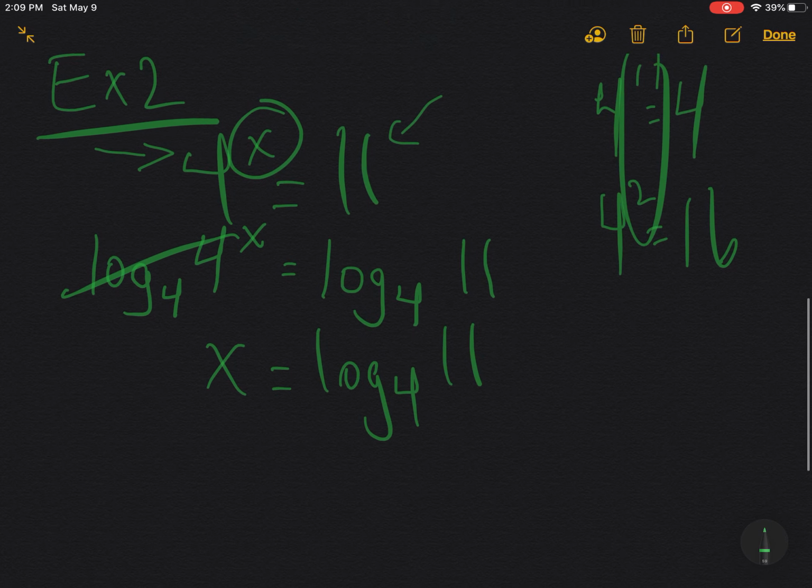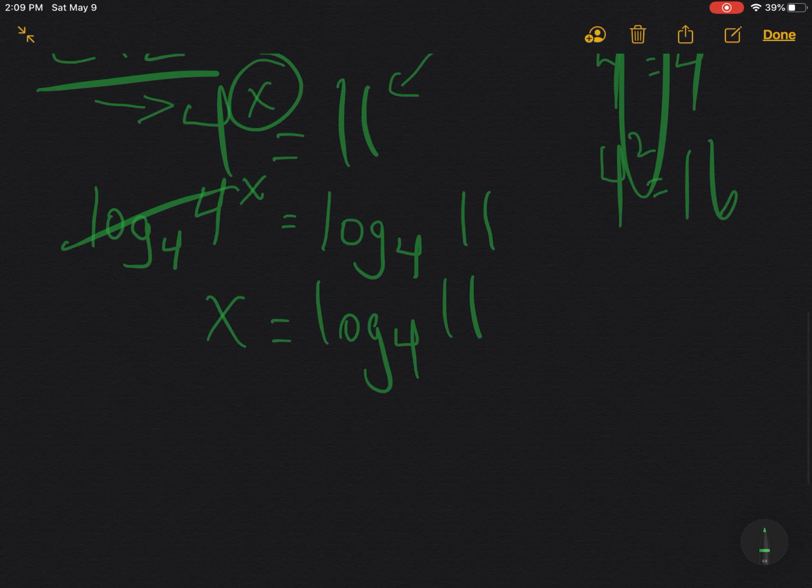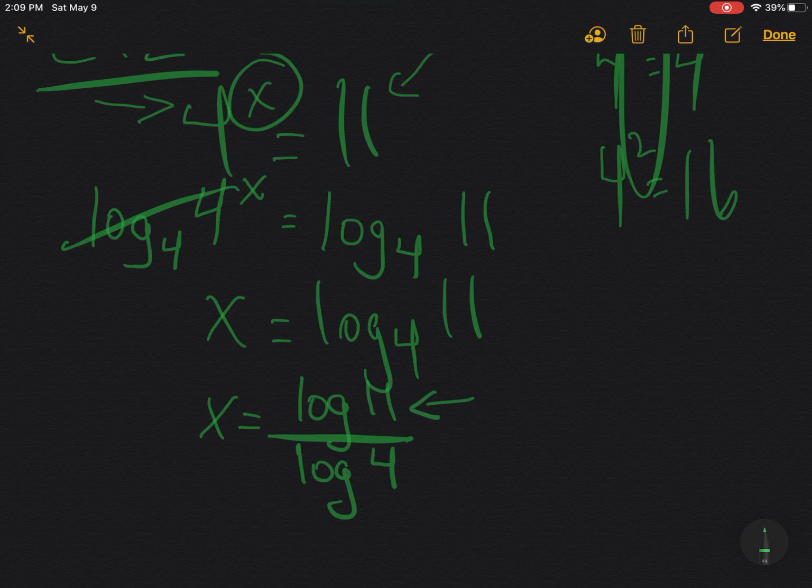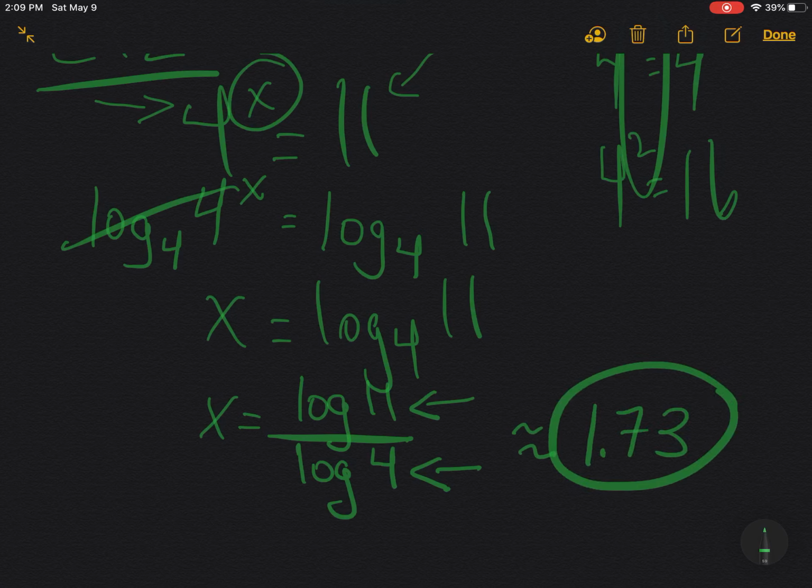And again, from applying what we know from before, how would you solve that? You would use your change of base. So change of base says take the log base 10, your common log, of 11 over log base 10 again, of the base, 4. Okay, and then you would just use your calculator. So you would type in log of 11 divided by log of 4, and that is approximately 1.73. I would say always round to at least 2 decimal places.